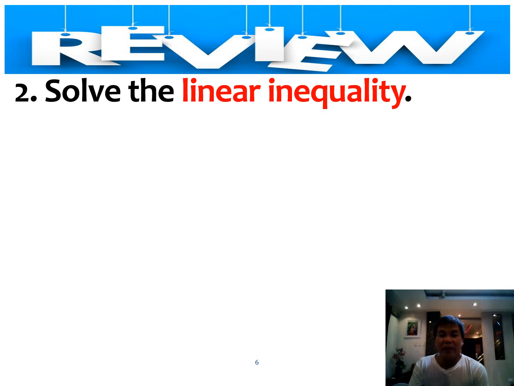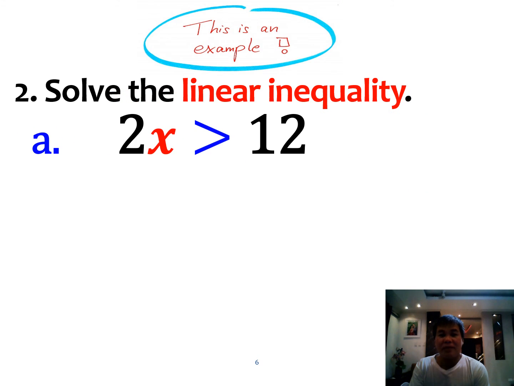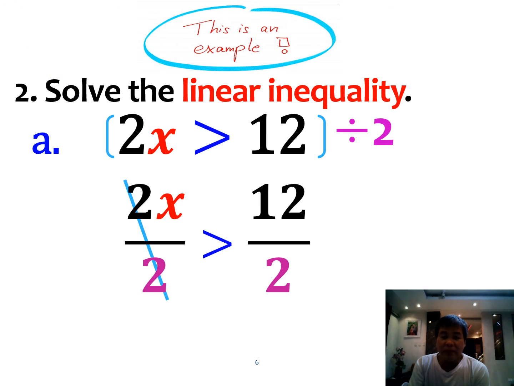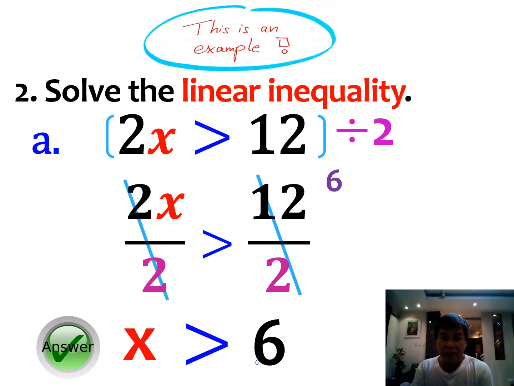Solving linear inequality. How can you solve this one? 2x greater than 12. How can you solve for the value of x? Simplify the inequality by dividing both sides of the inequality by 2. Then x is greater than 6. Yes, okay. Next review example.